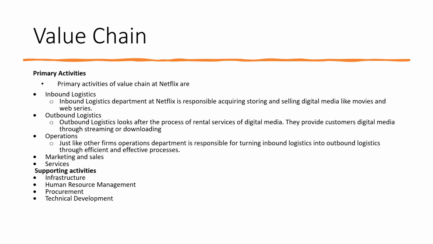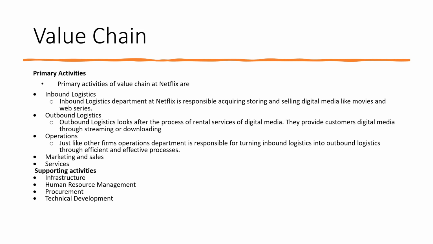So the primary activities. Primary activities of the value chain at Netflix are inbound logistics. The inbound logistics department at Netflix is responsible for acquiring, storing and selling digital media like movies and web series. Outbound logistics: they provide customers digital media through streaming or downloading. Operations: just like other firms, the operations department is responsible for turning inbound logistics into outbound logistics through efficient and effective processes.